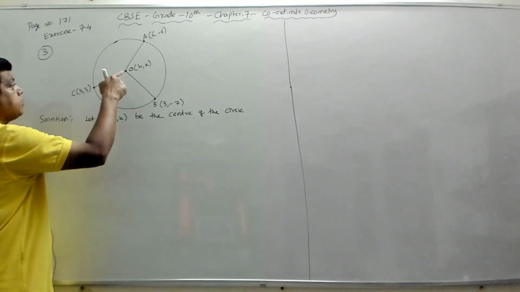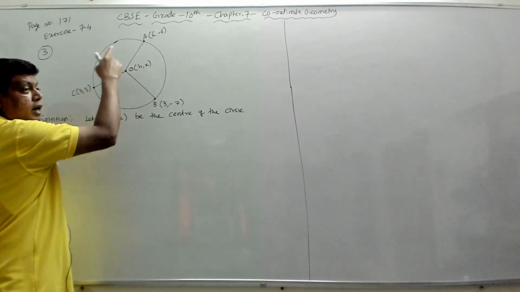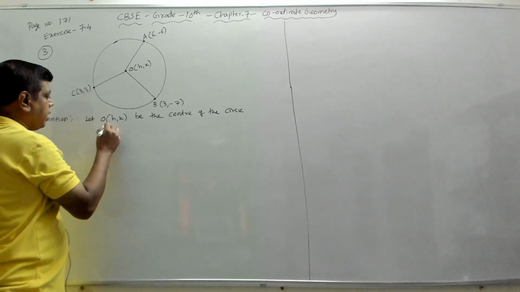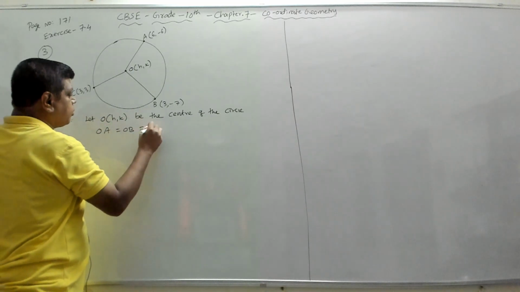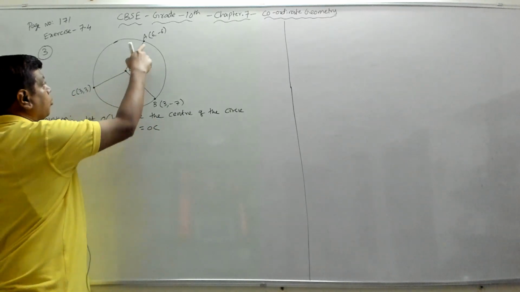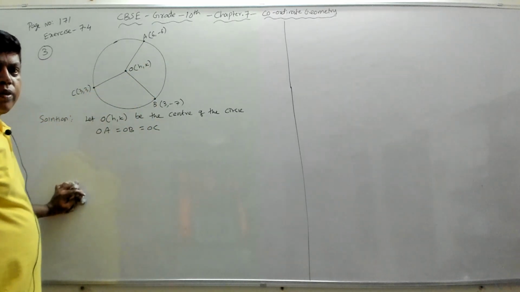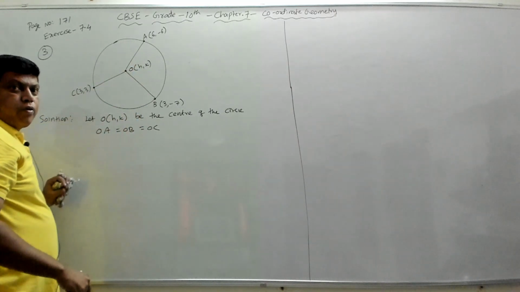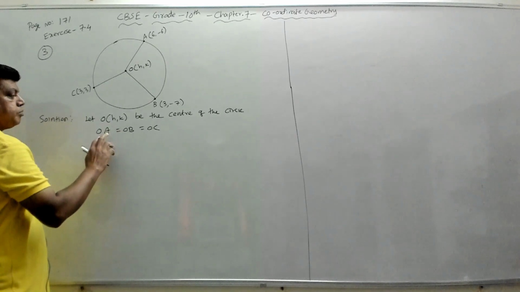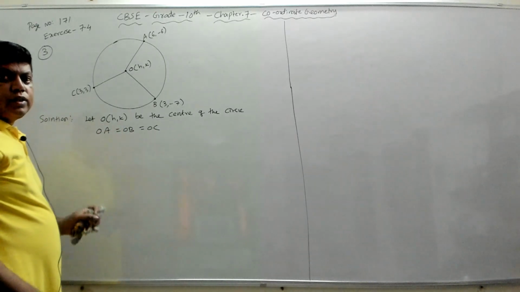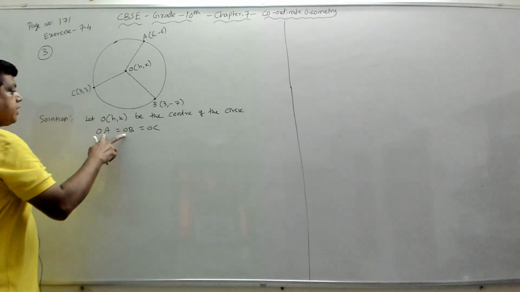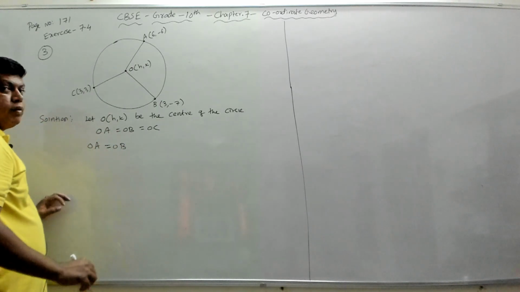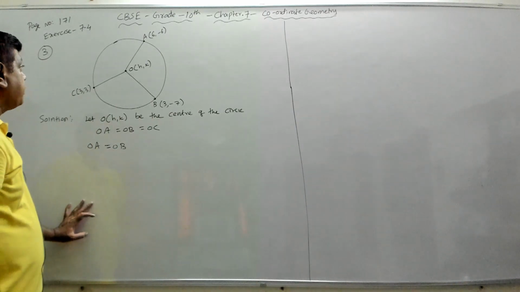Now what we have, since this is the center and A, B, C lie on the circle, therefore we have OA is equal to OB is equal to OC, because all are radius. OA, OB, OC all will be same because they are radius of the circle. So now we'll have to form the equation to find the value of h and k. Now we'll first take these two. OA is equal to OB.